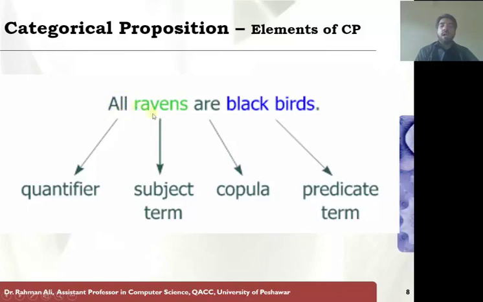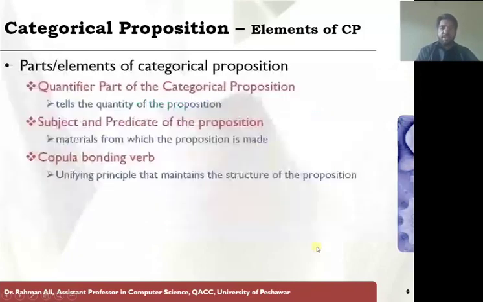So all ravens are blackbirds. So all shows us the quantity. That's why it is called the quantifier. Raven is here used as a subject, and are combines this subject with this predicate, so it's called the copula, and this is the predicate. Here in this slide, these elements are explained. Quantifiers tell us about the quantity. Subject and predicate are the main components of the proposition, and copulas are the bonding verbs that maintain the structure of the proposition.